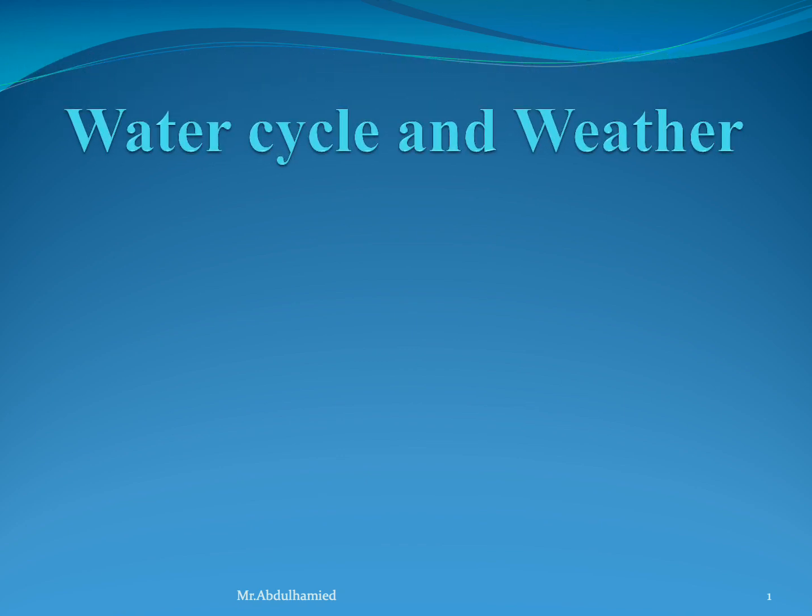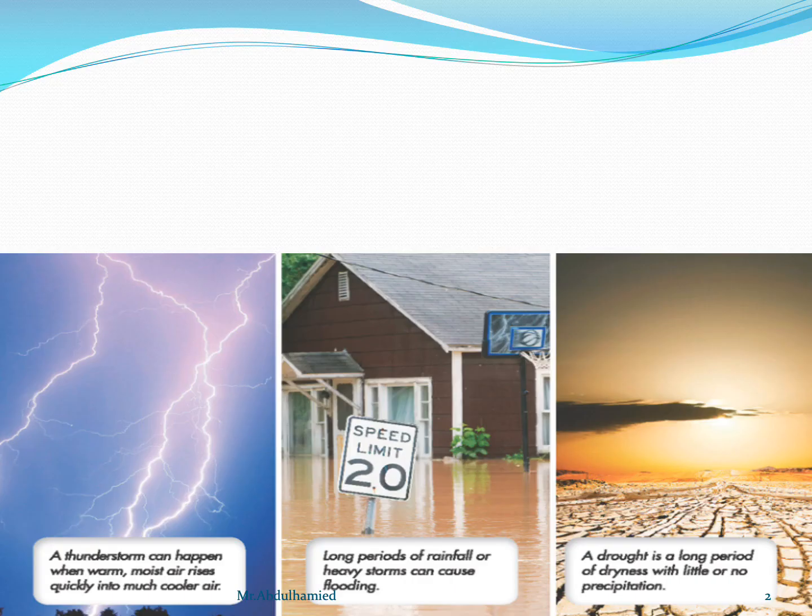Okay, today we're gonna go ahead and continue what we have started last time about the water cycle. Last time we stopped at water cycle and weather. The main factor that causes daily weather conditions such as clouds, rain, or snow is the water cycle. You could ask me how the water cycle affects the weather.